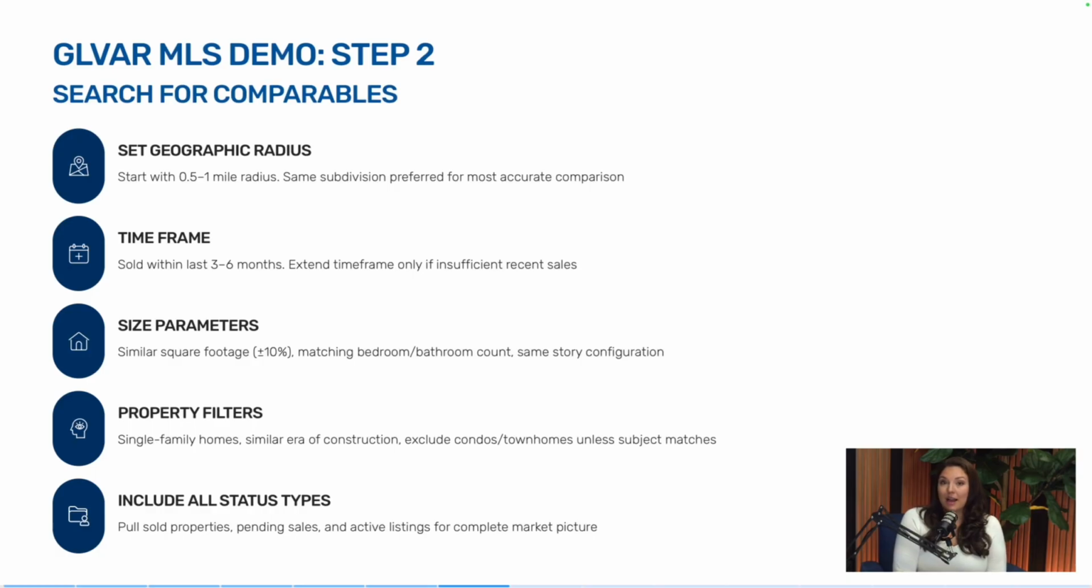For timing, I stick to the last 3 to 6 months. If the market is thin, I'll expand maybe to 12 months or 9 months, but I always note if conditions have shifted. Next, I filter by size, usually within 10% of the subject square footage, up or down. And match the bed and bath count as closely as you can, and always keep the story type consistent. For example, single story to 2-story, we wouldn't do. If we have a single story home, I'm only looking for other single story homes here in Las Vegas and Nevada.